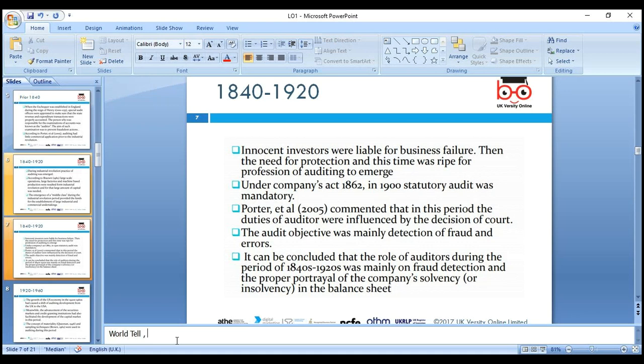So in 1840 to 1920, innocent investors were affected by business failure, so there was a need for protection. And at this time, the audit profession's role significantly increased. A lot of legislation was set up to prevent errors and fraud. So the key thing: what is the difference between error and fraud? Does anybody know the difference between fraud and error?